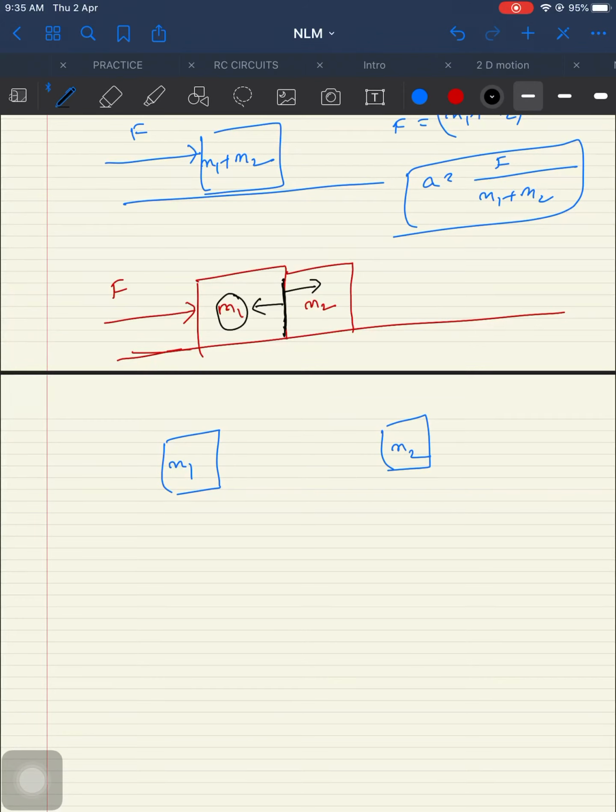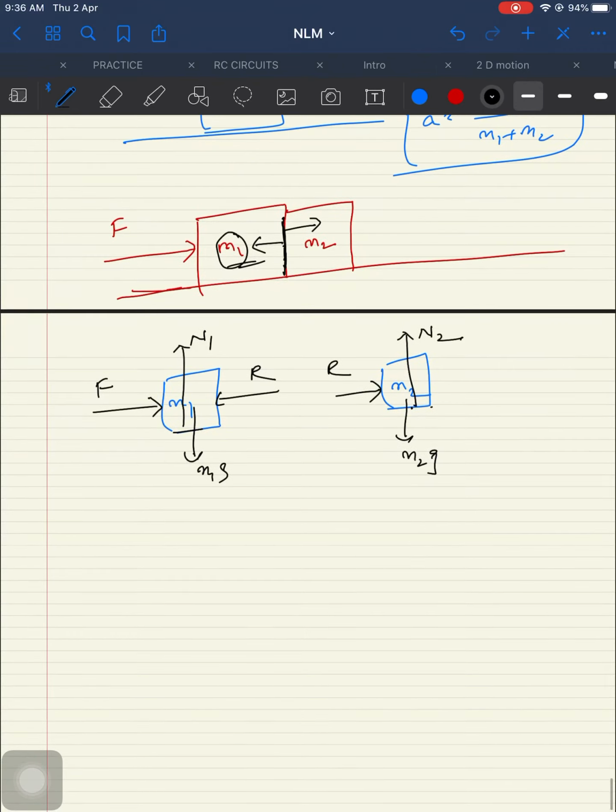If you draw the free body diagram, the force F is in this direction on m1. The reactive force between the blocks tries to oppose the movement of F, so it is in this direction; call it R. There is no friction, and there is m1g and a normal N1. Now let's go to the m2 part. How is this acting? A reactive force is pushing m2. So this R, and there is no friction to oppose it. There is m2g in the downward direction, and the force in the upward direction is normal force N2.